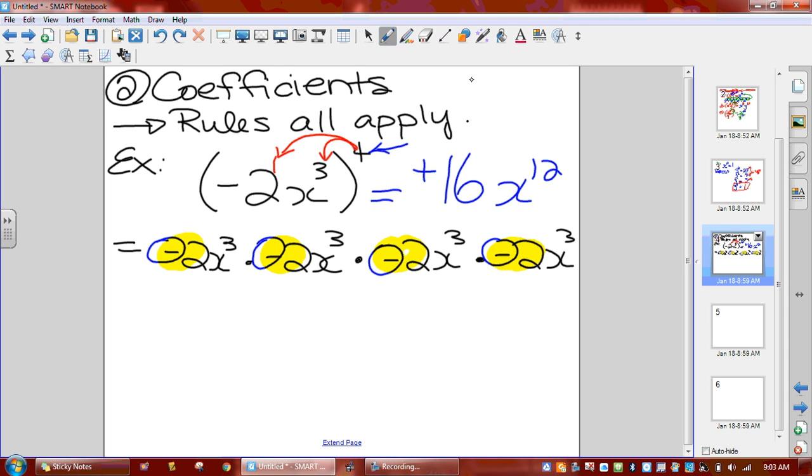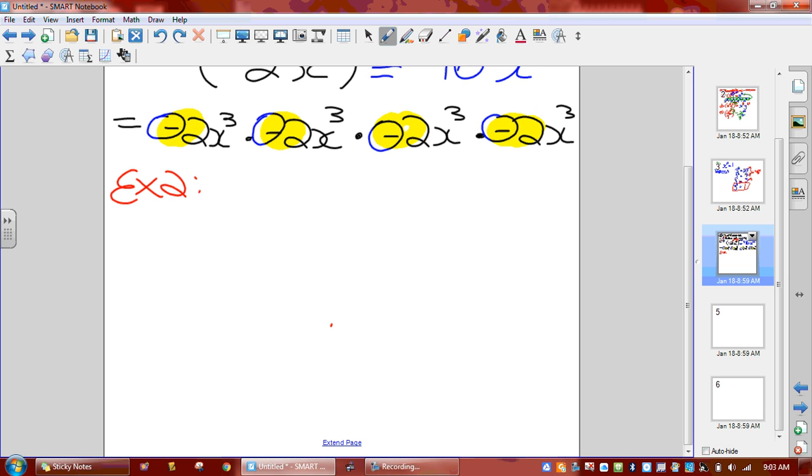All right, let's take another example. We're going to do it without expanding it. We're just going to do it using the exponent laws. Okay, example 2. I'm going to move it up a little bit. Okay, we're going to have all right, 3w exponent 4 all squared.